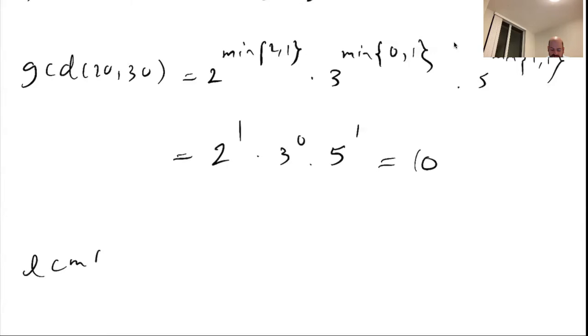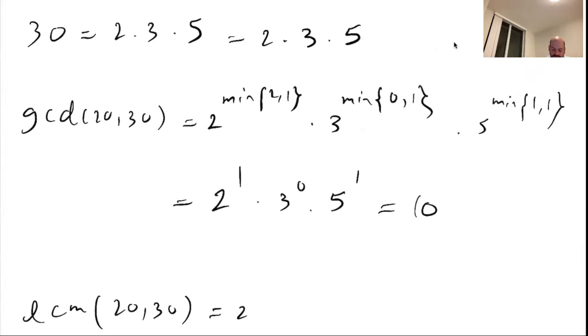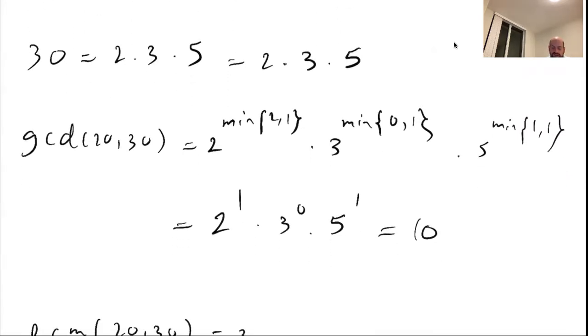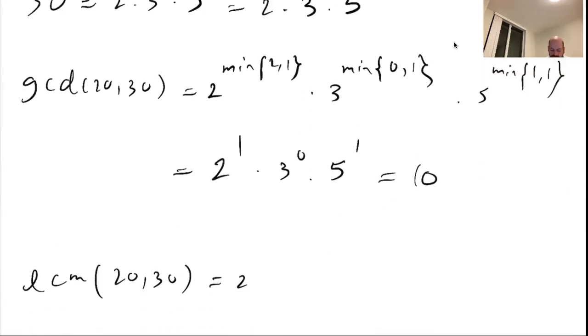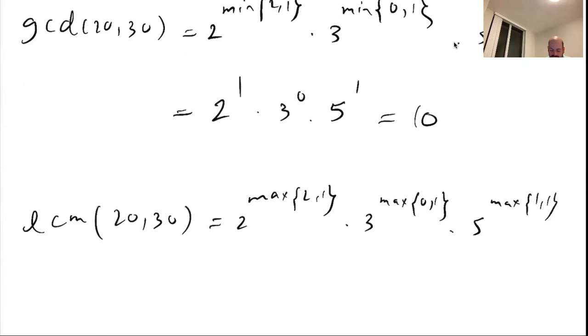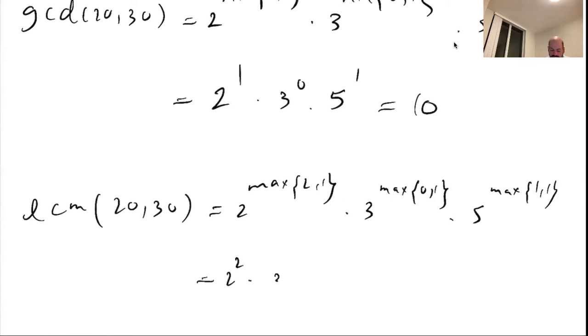Similarly, for LCM of 20 and 30, I have to choose, again with the same recipe, but for each prime I need to choose the maximum power this time. So 2 to the power maximum of 2 and 1, 3 to the power maximum of 0 and 1, 5 to the power maximum of 1 and 1. So this time this is 2 to the power 2 times 3 times 5, and the answer is 60.